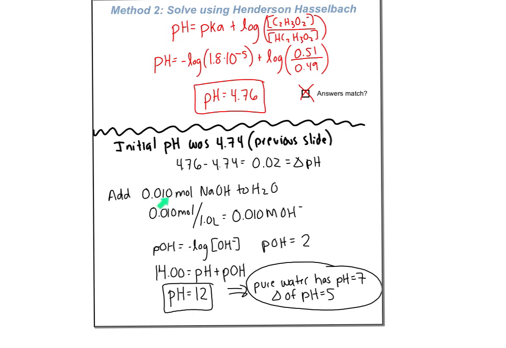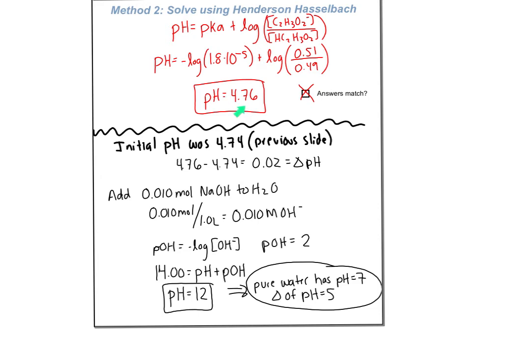If I add 0.01 moles just to water, not to a buffer, that's really 0.01 molar of OH, which is a strong base, right? So I can take the negative log to get my pOH, and then I can subtract it from 14. So the pH is 12, and we know water has a pH of 7. So pure water started at a pH of 7 and goes up to 12 when I add the base. That's a change of 5.